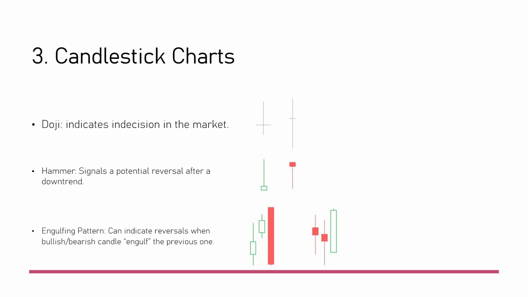Finally, the engulfing pattern. This pattern involves two candles, where a larger bullish or bearish candle engulfs the body of the previous one. A bullish engulfing pattern occurs after a downtrend and suggests that buyers have taken control, signaling a potential upward reversal. A bearish engulfing pattern occurs after an uptrend and can indicate a reversal to the downside.